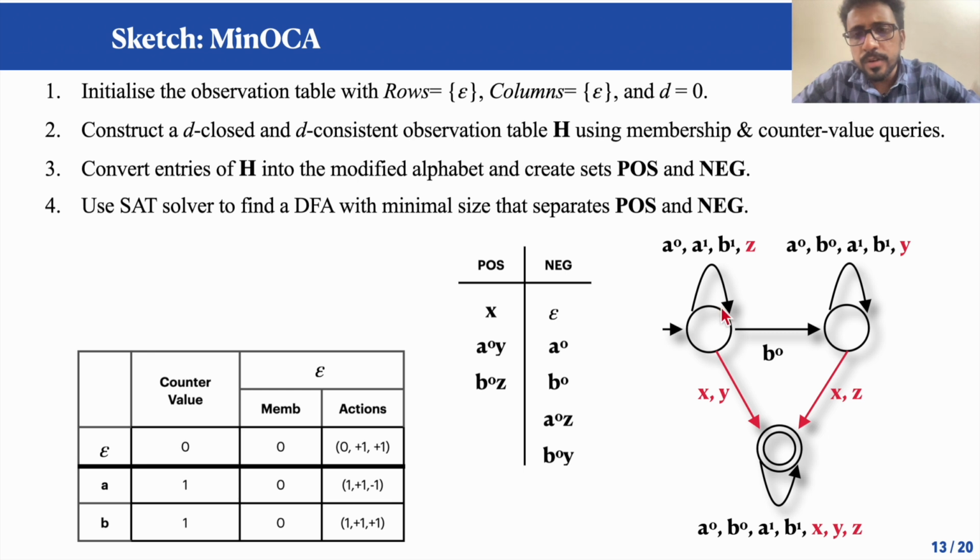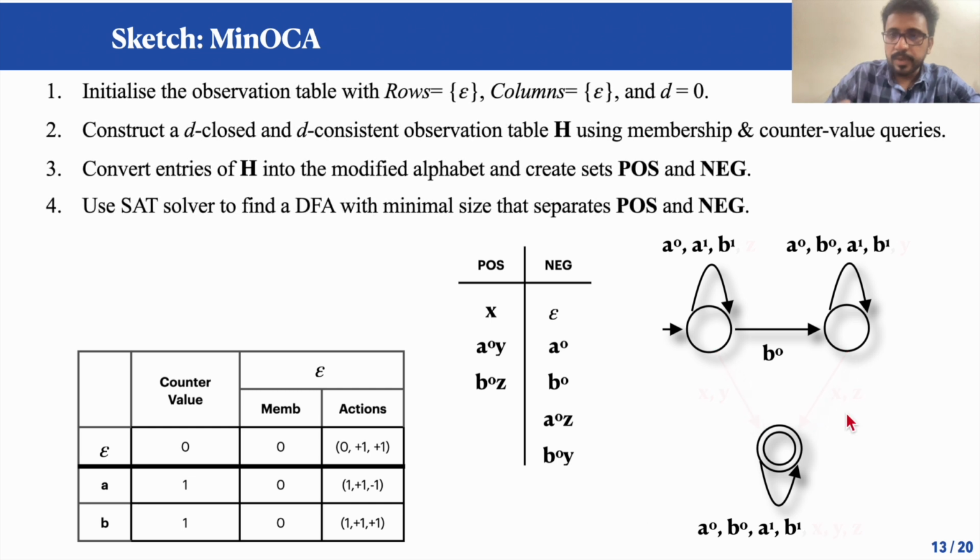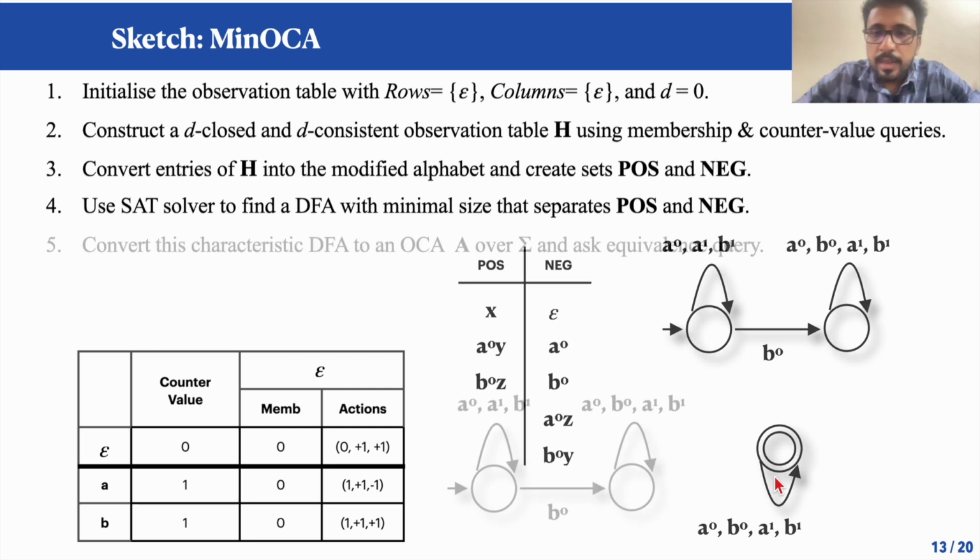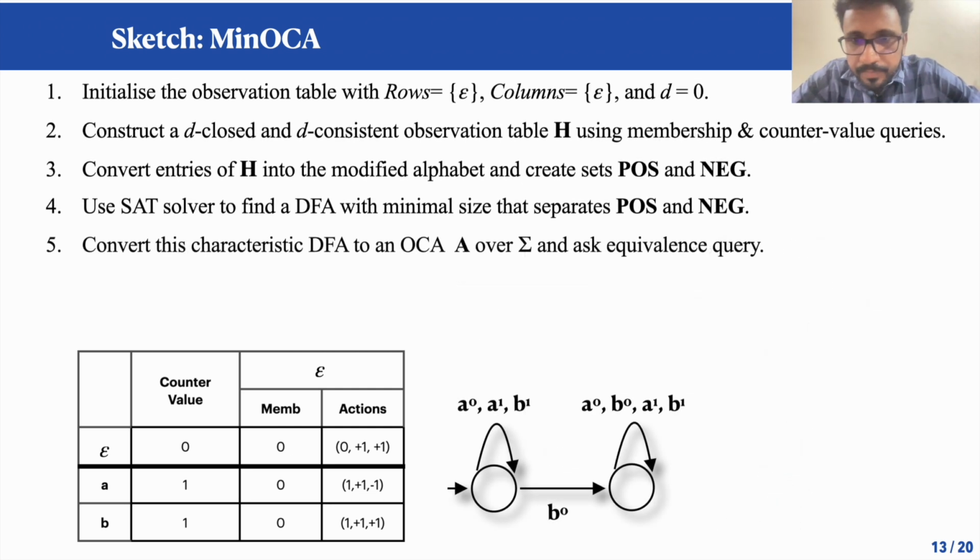It accepts all words in your pos. So X is accepted, A0Y is accepted, B0Z is accepted, and all other words are rejected. Everything in neg is also rejected. Okay. So you find a minimal separating DFA for your pos and neg. Once you have done that, you remove the transitions on these counter actions X, Y and Z. So here you will remove the transitions on X, Y and Z and this is what you get. This state is an unreachable state, so you remove that and what you get is a characteristic DFA.